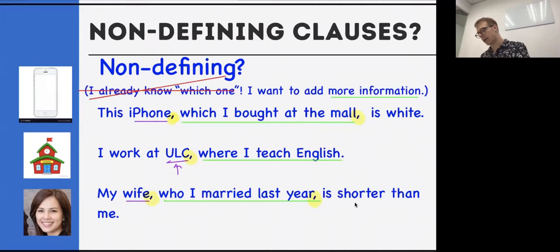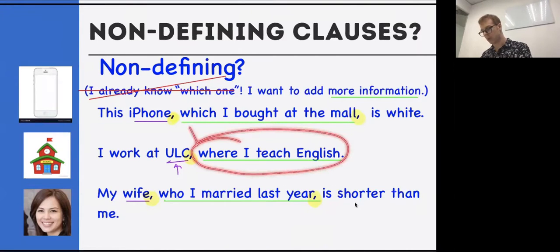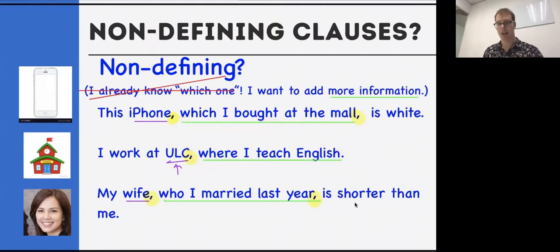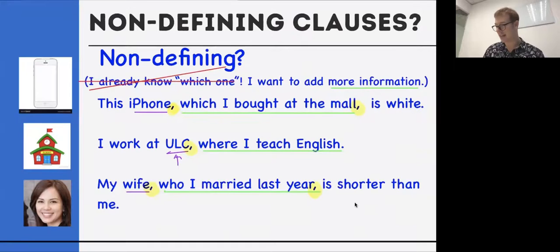So I can say I work at ULC, where I teach English, right? This one doesn't say which one. It says more information. Oh, ULC, I teach English there. I'm adding extra information. And then last one, my wife, who I married last year, is shorter than me, right? So my wife, again, how many wives do I have? Let's see. Did you guys get it? The truth is, I know you're probably surprised, I only have one wife.